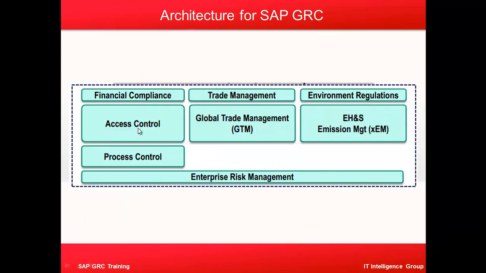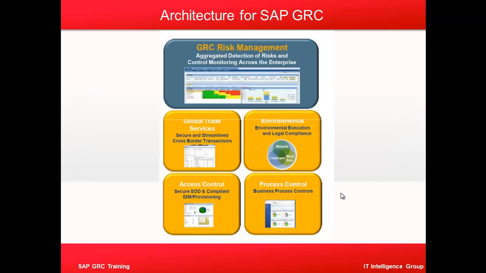Here you can see that from the financial compliance perspective, you have access control and process control. From the trade management perspective, you have global trade management, that is GTM. From the environment regulations perspective, you have EH&S, that is environment, health and safety. And at the bottom you can see the total of it is enterprise risk management. So this is the architecture for SAP GRC.